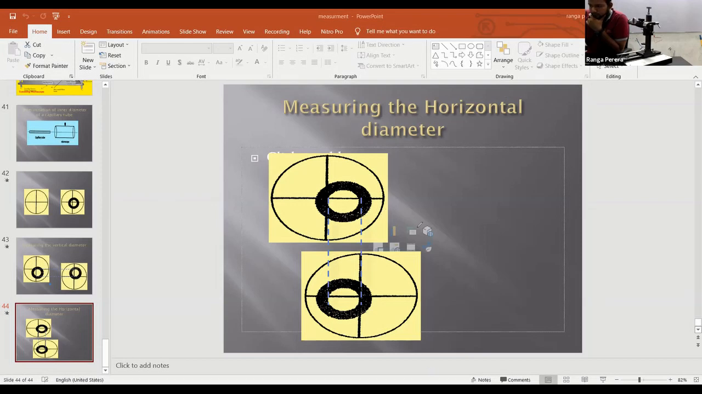Record the reading. Draw like this. This is enough. Okay. You know the method, no? Let's say X1 is the reading. Draw this one only.